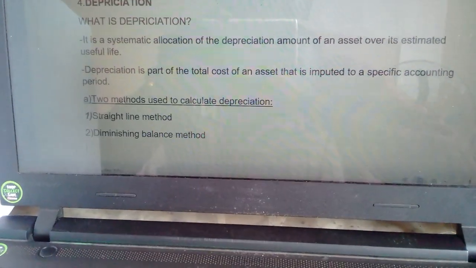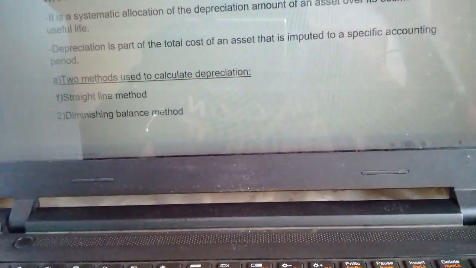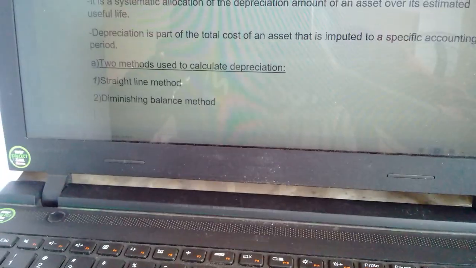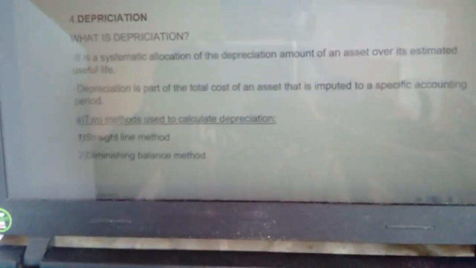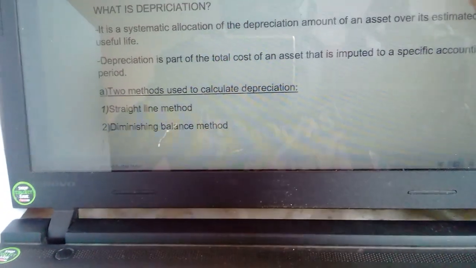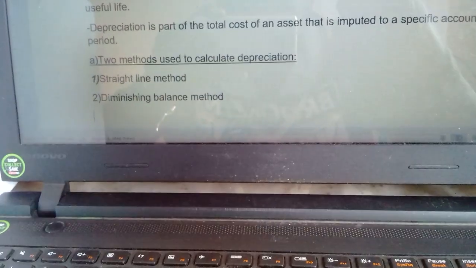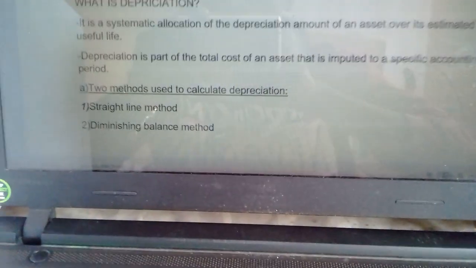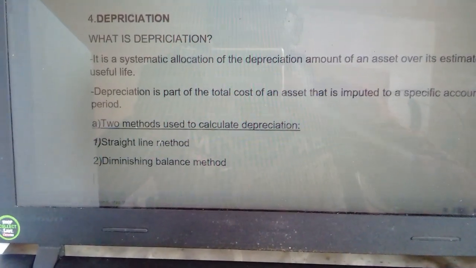We have three methods of calculating depreciation. We have not listed the other one here. The first method is the straight line method, the diminishing balance method, and also the carrying value minus one method. We call it the carrying value minus one method. We have not added that method here. After that method, I'm going to show you.